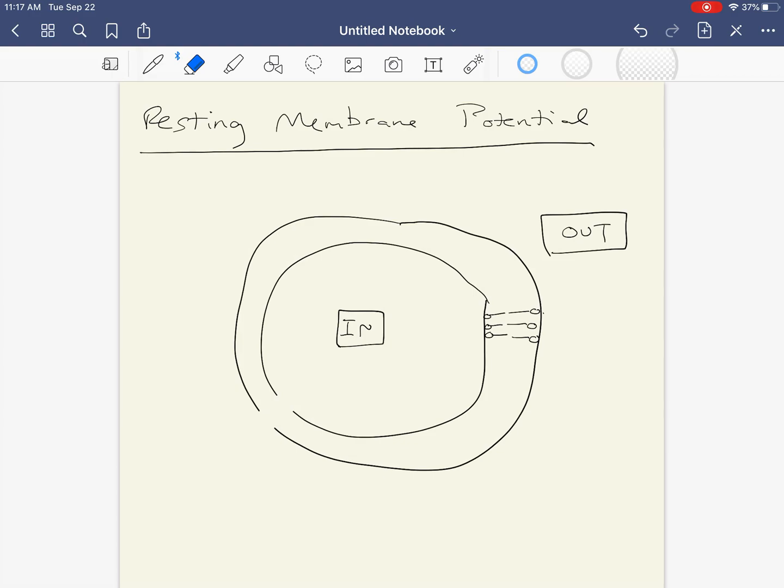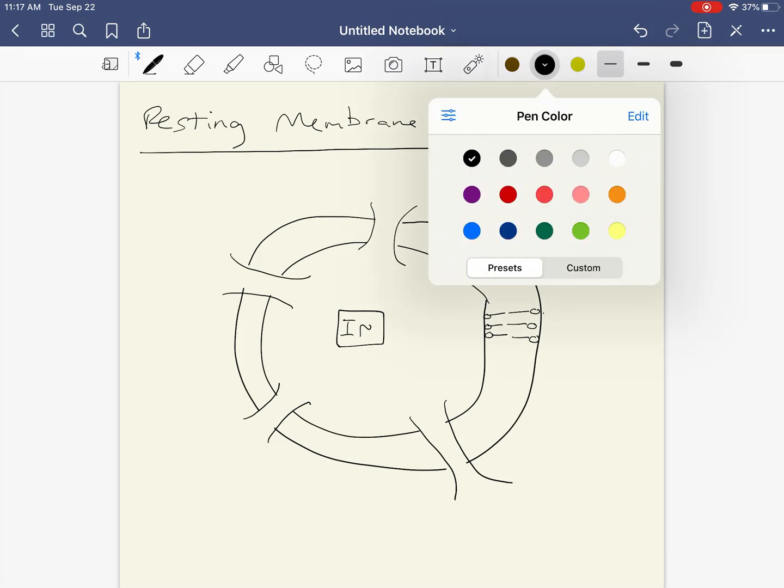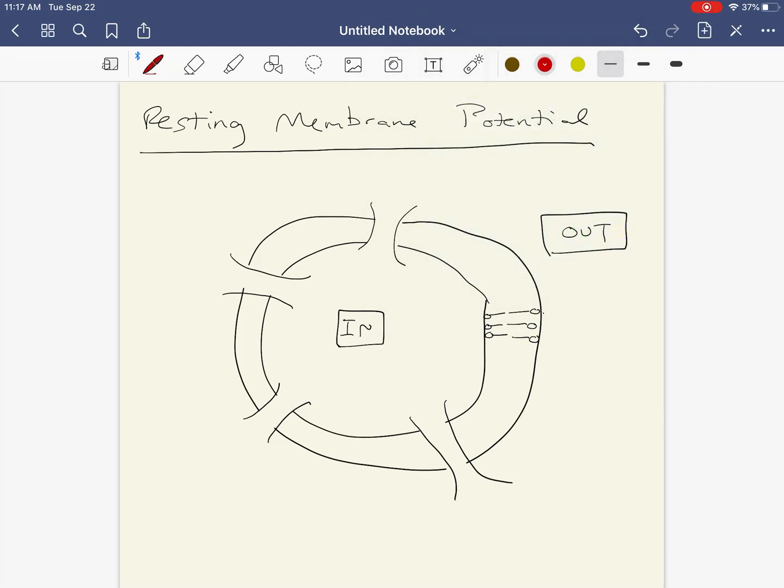And of course, we remember that intermixed among the phospholipid bilayer are these protein channels. And one big function of these protein channels is that they act to transport things in and out of the cell. Excellent. Now, let's start talking about the resting membrane potential.